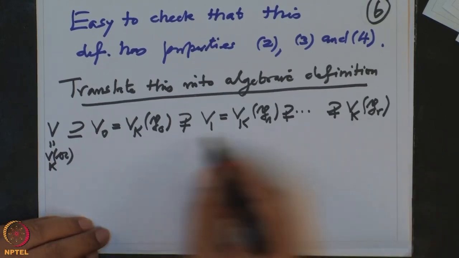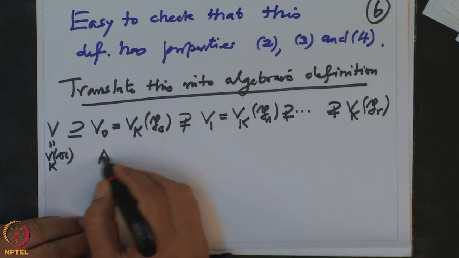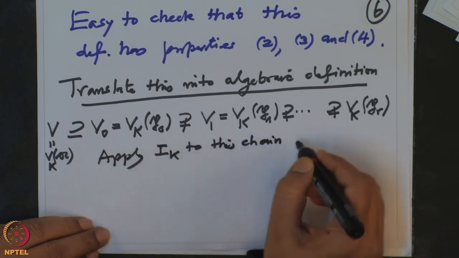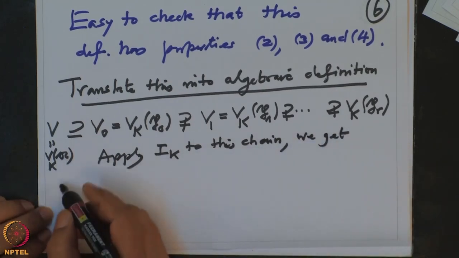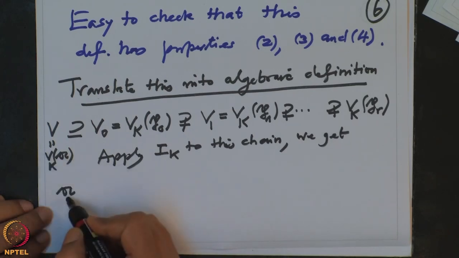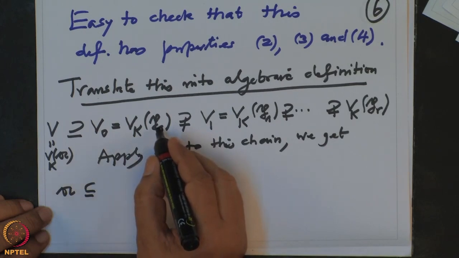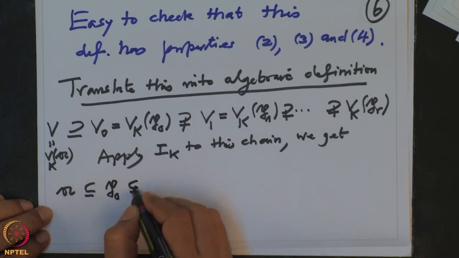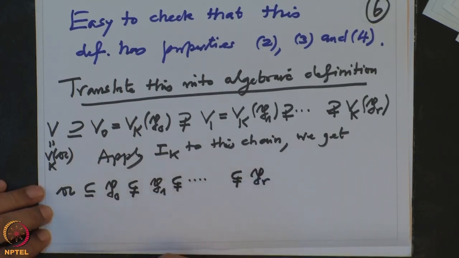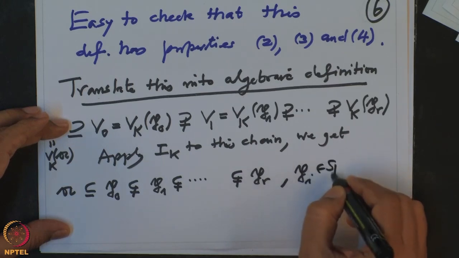Right? And how do I recover these prime ideals? That is very easy. That is the Nullstellensatz. Hilbert precisely proved that if I apply Ik to this chain, what do we get? Ik of this will be the radical of A. I am assuming A is a radical ideal. So when I apply Ik, I get back my A. Now this inclusion will get reversed. So A will be contained in Ik of this, that is P0, P0 contained in P1, contained in PR. And what are the Pi's? The Pi's are prime ideals in the polynomial ring.